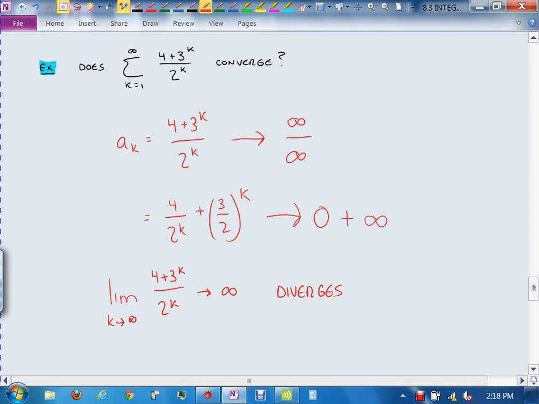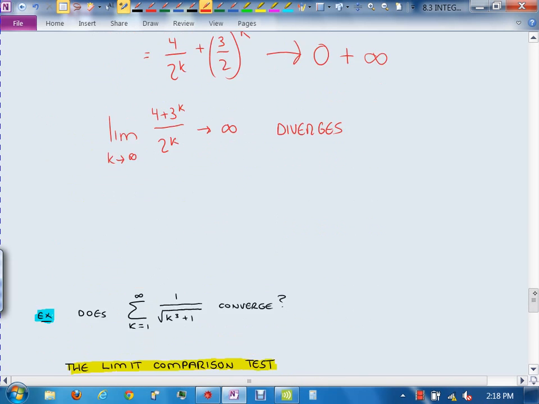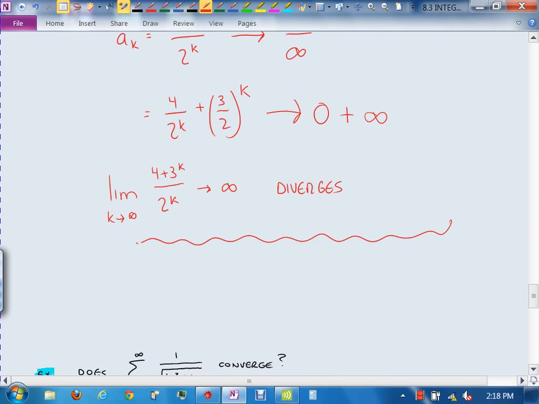So we're done, right? We're done. But I would like for us to show it by comparison also, just so you can see it, all right? So I'm going to do the comparison on this one. I'll just do a little squiggly line here.